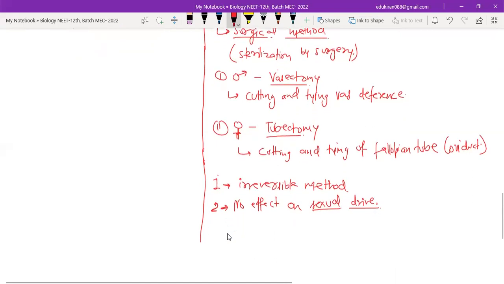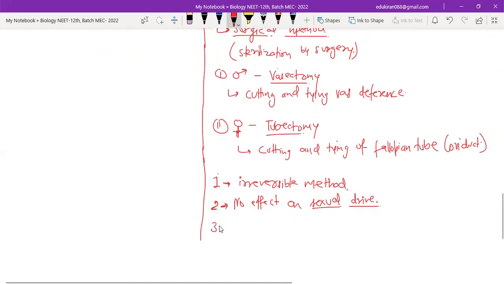And the third thing is, will it prevent sexually transmitted diseases? Atif says yes. How, Atif? Sexually transmitted diseases, we'll study about it after this section, but let me just tell you that they are spread through body fluids. So when we are cutting vas deferens and fallopian tube, are we preventing any body fluid from being released or getting exchanged between male and female? No, we are not.